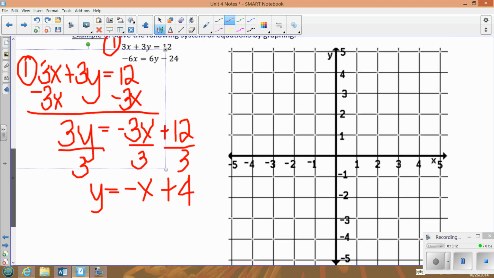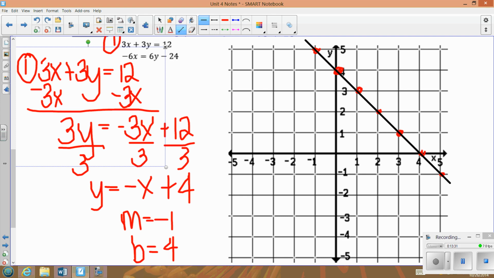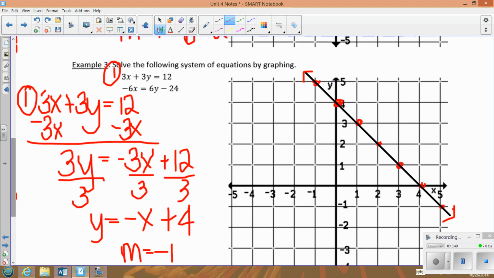So slope negative 1, y-intercept is 4. Start up at 4. Down 1, right 1. Down 1, right 1, because it's a negative 1. We'll go down, and we always start by going to the right, and then we do the opposite. So go ahead and connect your points, get your line. So we have 3x plus 3y equals 12 for this equation.